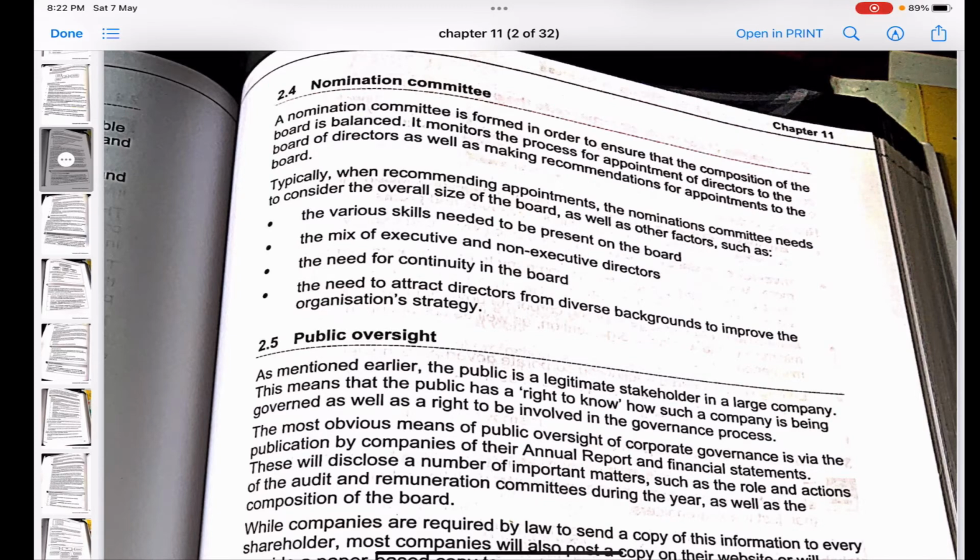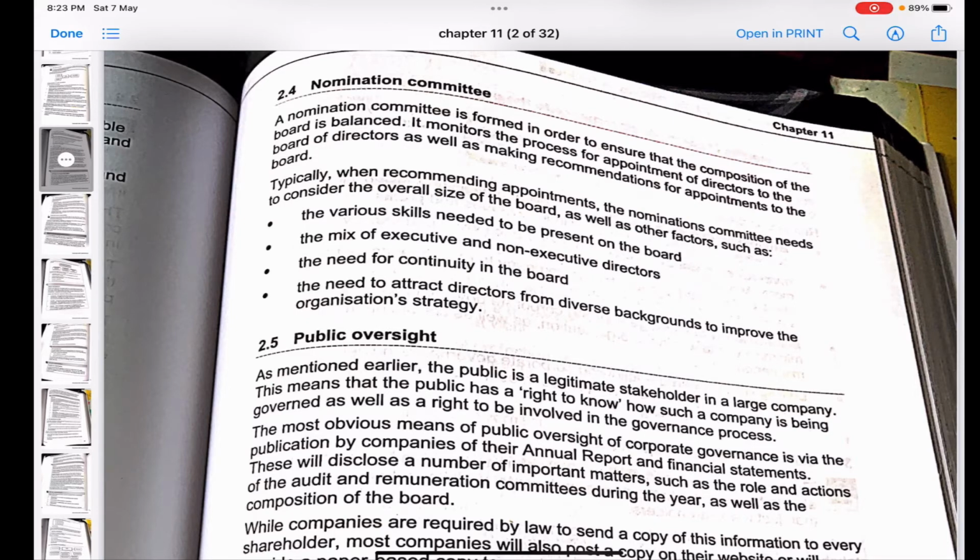Nomination committee. A nomination committee is formed in order to ensure that the composition of the board is balanced. So why is the nomination committee formed? It ensures balance in the board. It monitors the process for appointment of directors to the board of directors as well as making recommendations for appointments to the board. Typically, when recommending appointments, the nominations committee needs to consider the size of the board.